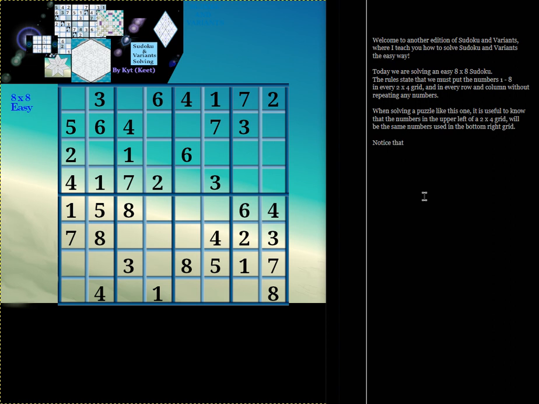Notice that in column 7 we have a 7 and 3. In the bottom right of column 8, we have a 7 and a 3.